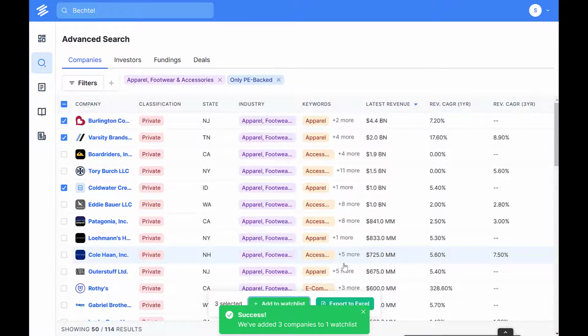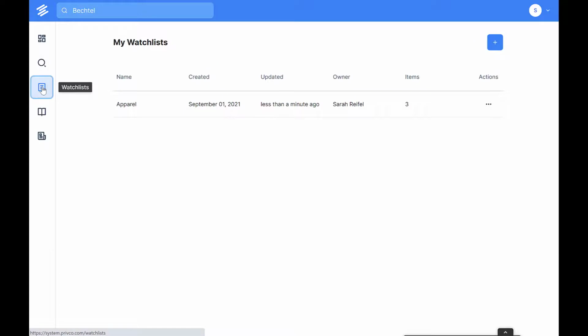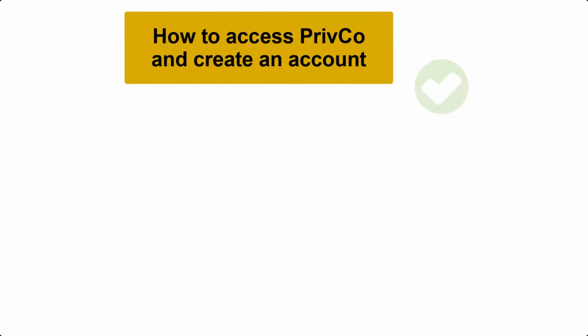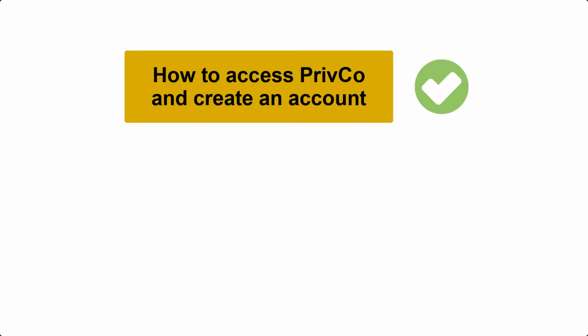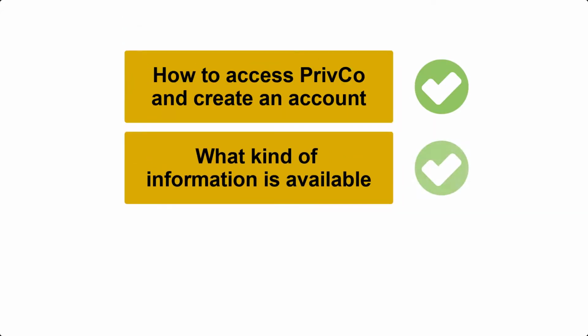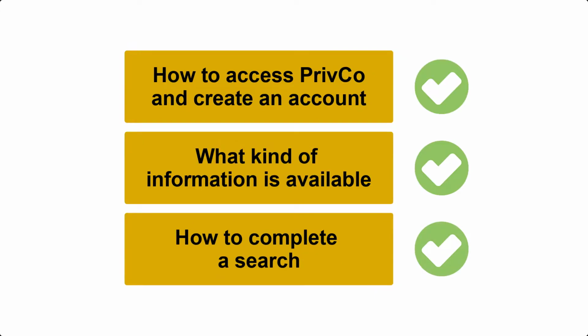To view your watch list, click on the Watch List menu on the left side of the screen. From here, we can quickly access the companies from our search. Now you know how to access PrivCo and how to create an account, what kind of information is available, and how to complete a search.